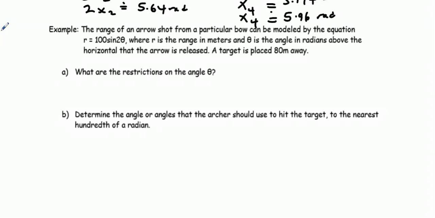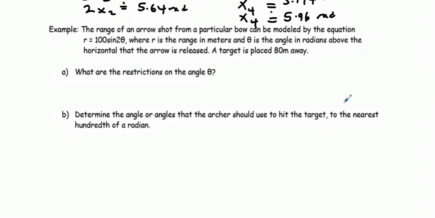The range of an arrow shot from a particular bow can be modeled by the equation r equals 100 sine 2 theta, where r is the range in meters and theta is the angle in radians above the horizontal that the arrow is released. A target is placed 80 meters away. What are the restrictions on angle theta?